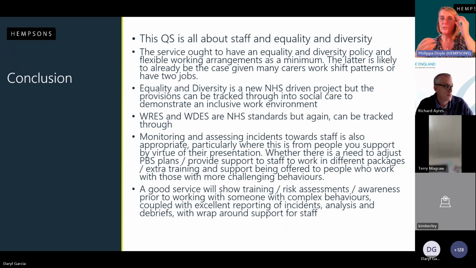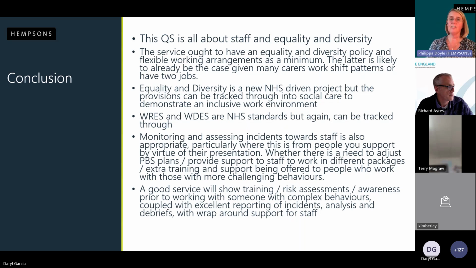Monitoring and assessing incidents towards staff is also really important, particularly where that might be coming from the people that you support by virtue of their presentation. Obviously, staff wellbeing is very important, and you need to make sure that staff aren't repeatedly being bitten or hit by the people that you support, but that does happen. It's really important that you're adjusting people's PBS plans or providing additional support to staff who are working in those difficult packages, that you've got that extra training and extra support being offered to people who are working with people that you support that might have those more complex behavioural presentations.